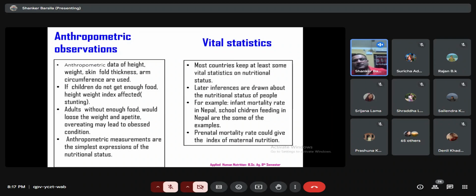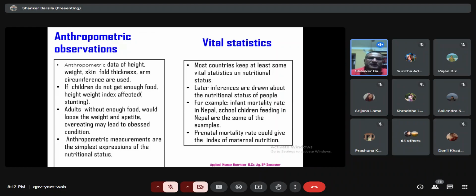The other is the vital statistics. They are country specific or location or regional specific statistics expressing the nutritional status, the food security status. And so we have the national statistics division to collect this kind of information. The school children feeding program is one of them. Then prenatal mortality rate, stunting rate, and morbidity rates, and the maternal nutrition rate, they would be defined in the vital statistics or many others.